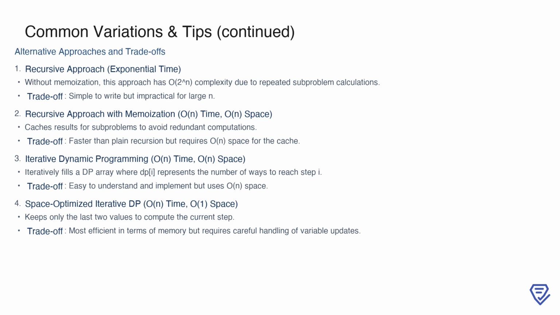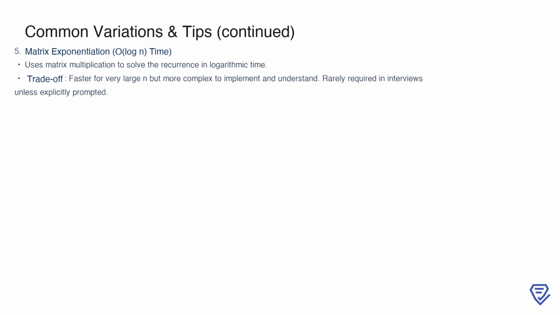Finally, matrix exponentiation is another advanced approach for solving this problem. It leverages matrix multiplication to calculate the result in O(log n) time. This method is faster for very large inputs but is more complex to implement and understand compared to dynamic programming. It's also rarely required in interviews unless you are explicitly prompted to use it. While it's important to be aware of this approach, focusing on simpler, more common solutions like iterative or space-optimized DP is often sufficient for most interview scenarios.